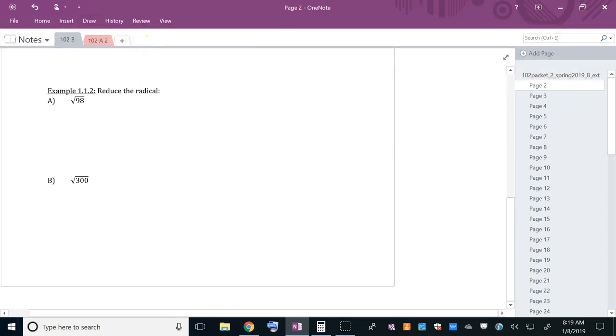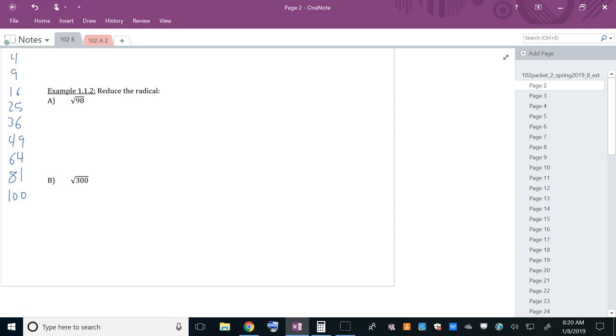Our perfect squares are 2 squared is 4, 3 squared is 9, 4 squared is 16, 5 squared is 25, 6 squared is 36, 7 squared is 49, 8 squared is 64, 9 squared is 81, 10 squared is 100. We could keep going. That's usually as far as we'll need to go in this class. So it's only those numbers I care about whether they go into it.